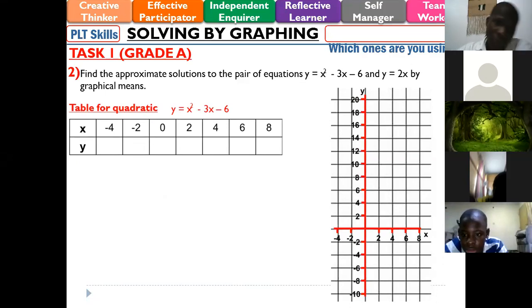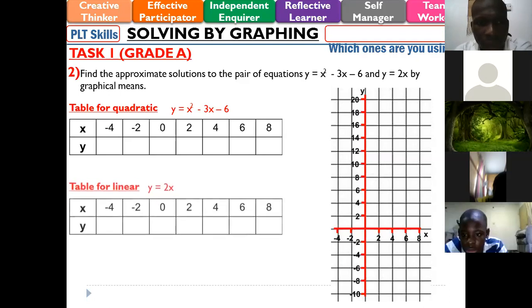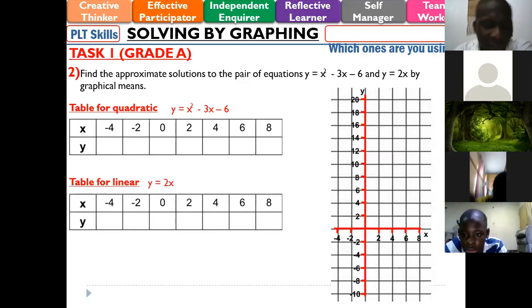Just as we have, like I said, your range of values of x will be given, and if it's not given, you have to bring in your own. Just make sure that you have it spanning from negative values to positive values, so you can have that full curve. Now remember that whatever values of x you used for the quadratic equation, the same is used for the linear equation.